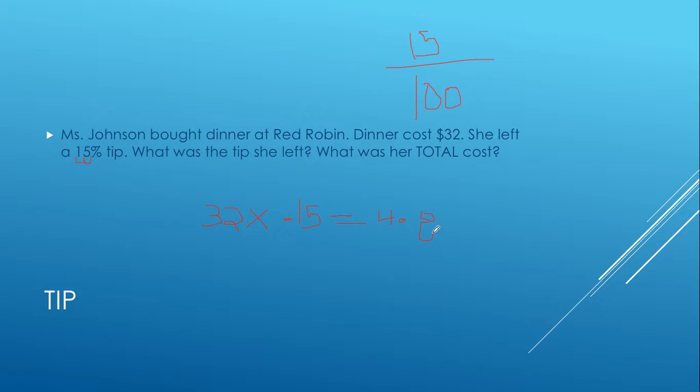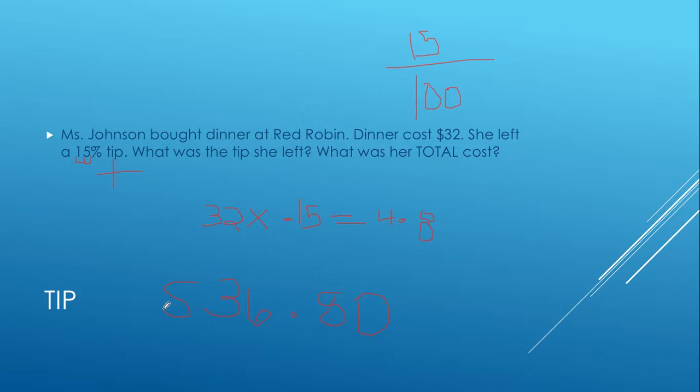I'm really terrible with this pen, guys. So I got 4.8. Well, 4.8 is the amount on top of my cost. So when you're talking about tip, we're talking about addition or adding. So now you need to do 32 plus 4.8, okay? And so you should get 36.8. And since we're talking about money, we need to put that 0 on the end.